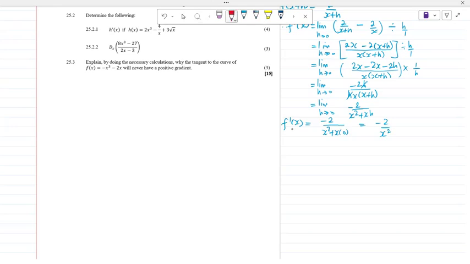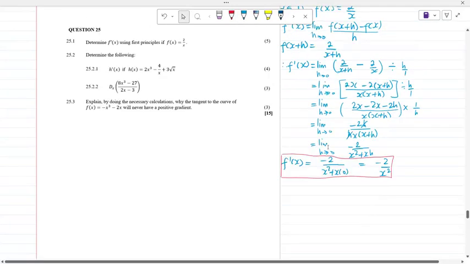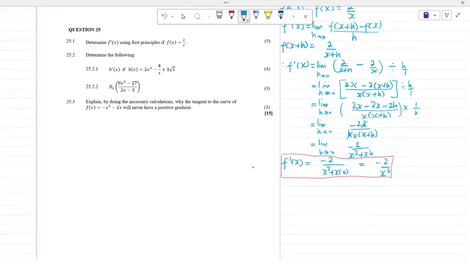Remember, the derivative is interpreted as what? As the gradient of a tangent line at the point in this instance. Right, we move right along to the next question. Okay, the next question says 25.2.1.